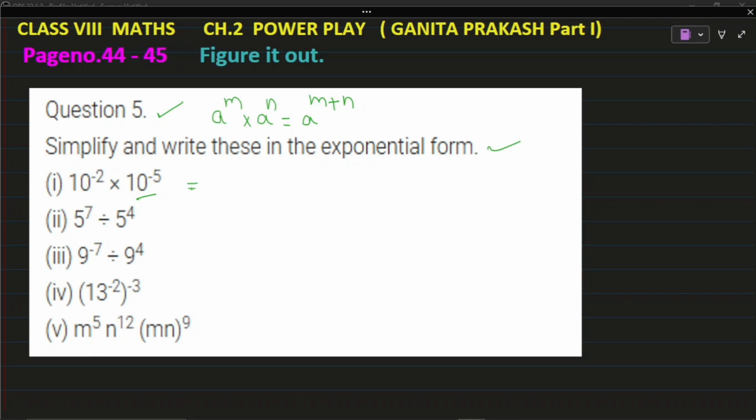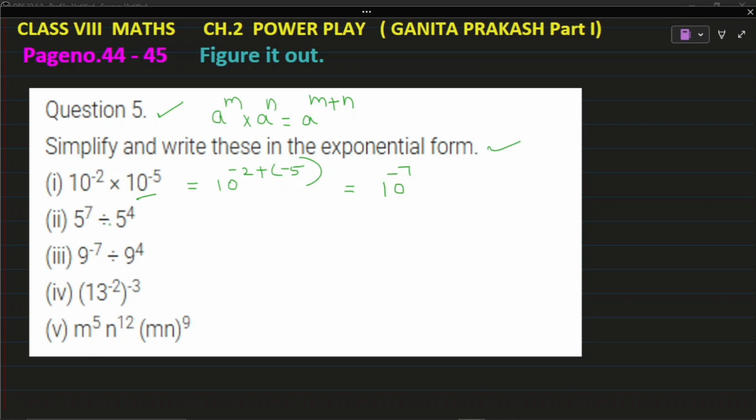So here we can write, we have to add the powers. So 10 raised to minus 2 plus minus 5. And when we are adding two negative numbers, add and put the negative sign. So this becomes 10 raised to minus 7, since 2 plus 5 is 7. Since both the numbers are negative, the answer will be negative. That is, when we add two negative numbers, the answer will be negative, and when we add two positive numbers, the answer will be positive.